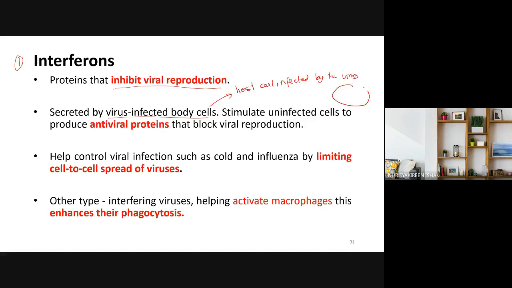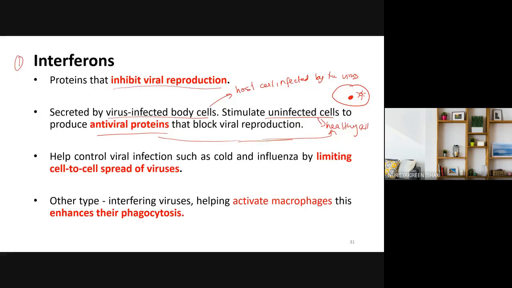Okay, maksudnya sel badan awak tu kan ada virus tu. Okay. So, secreted by virus-infected body cell, stimulate uninfected cell. So this is the healthy cell that is not infected by the virus. Okay, stimulate uninfected cells to produce antiviral protein. So this is secreted by the uninfected cell or the healthy cell.